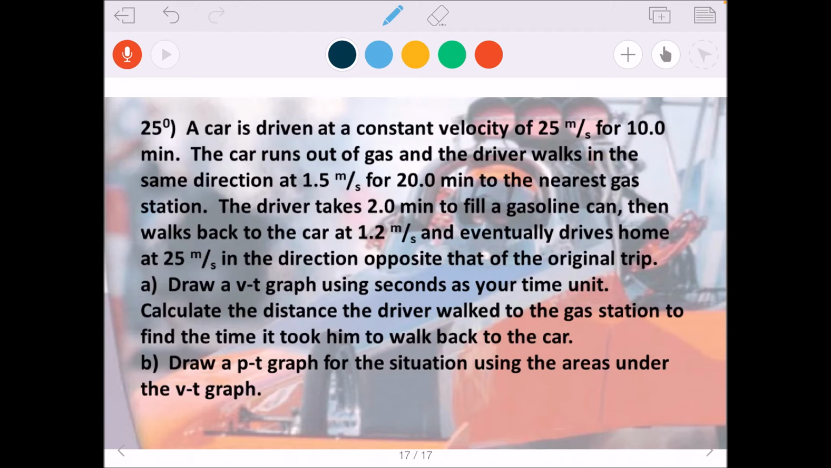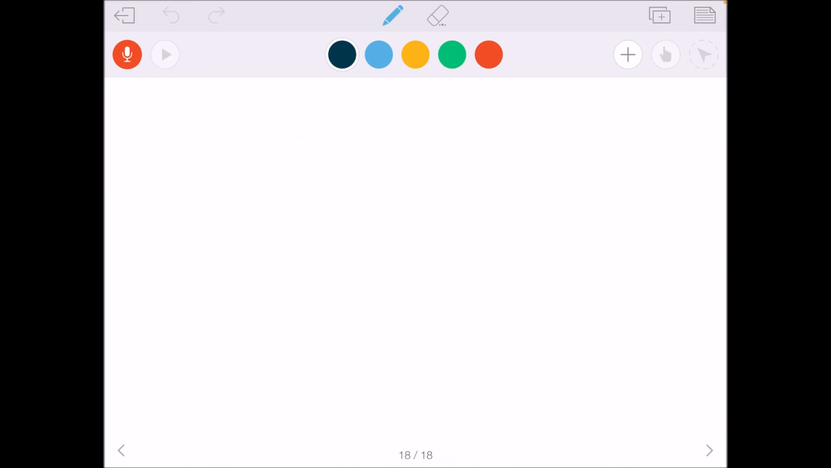And then part B, we're wanting to draw a position time graph for the situation using the areas under the velocity time graph. So we're wanting a velocity time graph using seconds as our unit of time. This is a very long process because he traveled for 10 minutes and then walked for 20 minutes, stood still for 2 minutes, and then he walked back to the car, but we don't know what time that was, and then he eventually drives home at 25 meters per second in the direction opposite that of the original trip until he gets home, so that's going to be another 10 minutes there. So we've got a good amount of time that we need to take into account.